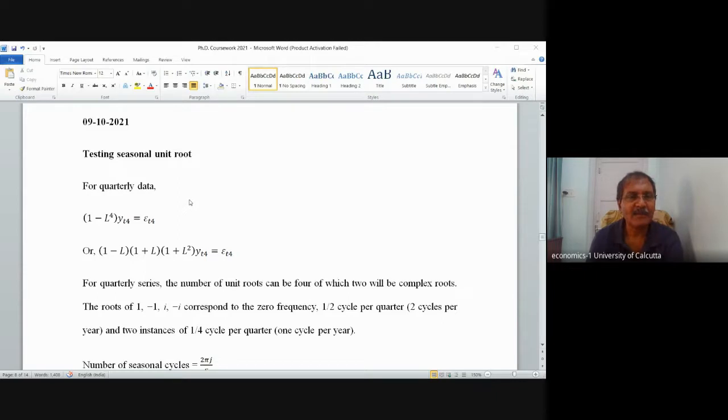Now, in annual time series, s is equal to 1. You can remember in your semester 3 class in masters, we expressed the random walk model without drift simply in this way: 1 minus L into yt is equal to epsilon t. So the corresponding expression for quarterly data: 1 minus L to the power 4 yt4 is equal to epsilon t4.